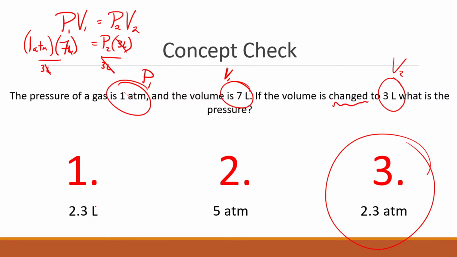You know that it's not choice 1, because liters is a unit of volume, and we're looking for pressure. And if you added instead of multiplied, you got choice 2, right? It's not addition between them, it's multiplication between them. 1 times 7 equals P2 times 3 liters, not 1 plus 7 equals P2 plus 3 liters.